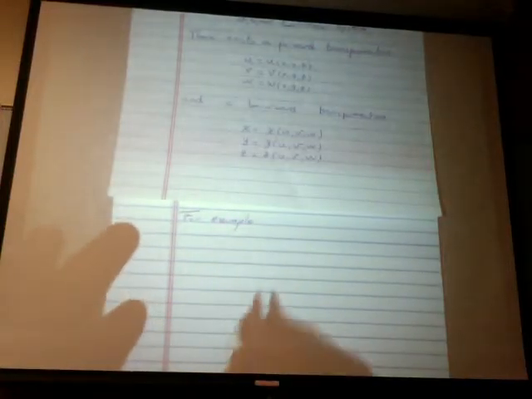Last page. So for example, cylindrical coordinates, where U is R, V is theta, and W is Z.